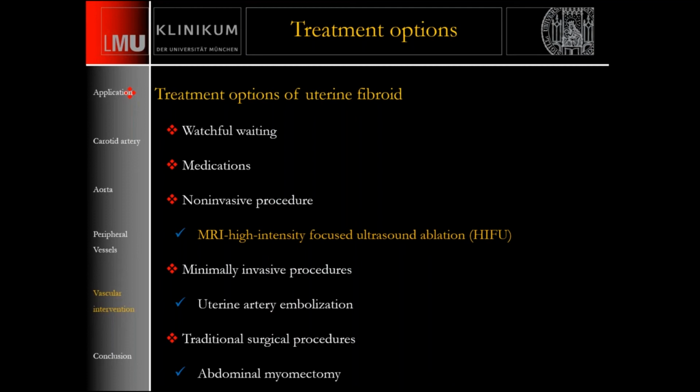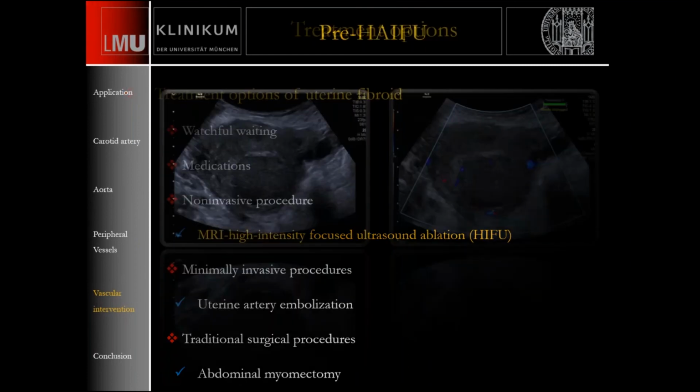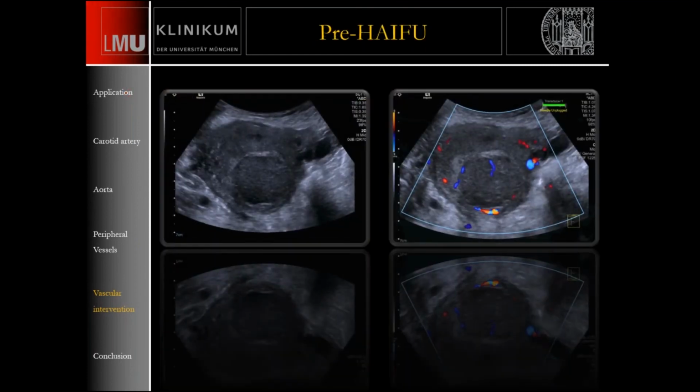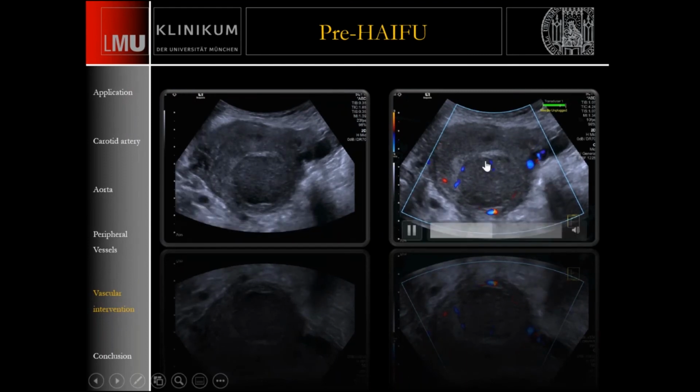So either you will watch and wait. There could be medications, or there's also an option that you can use HIFU, MRI guided, for minimizing this kind of myoma. So if we look at the beginning, we see a huge myoma there. We see the myoma there. We see the color Doppler inside. We see also part of the iliac arteries on the right and on the left side.